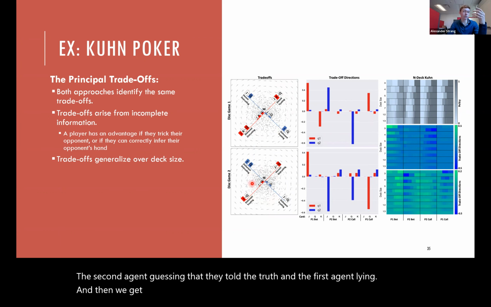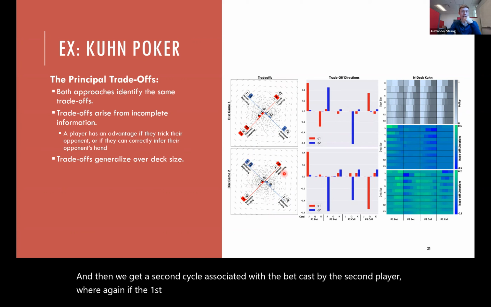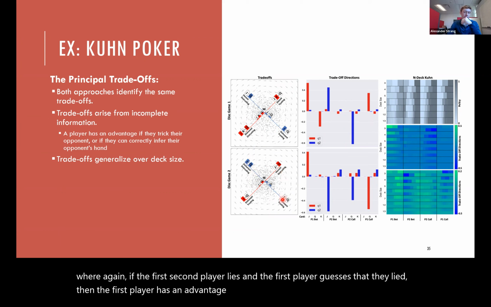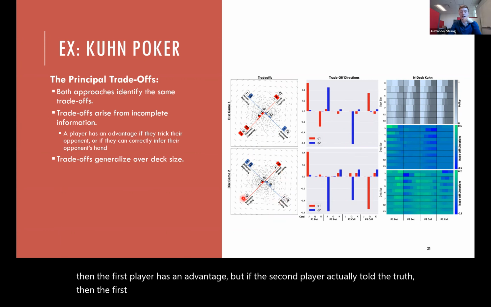And then we get a second cycle associated with the bet cast by the second player, where again, if the second player lies and the first player guesses that they lied, then the first player has an advantage. But if the second player actually told the truth, then the first player has a disadvantage, and so on.